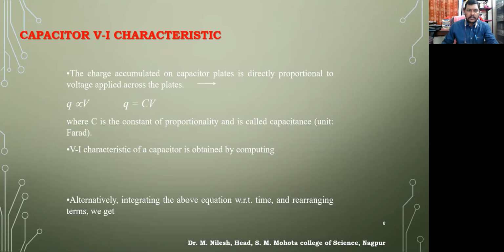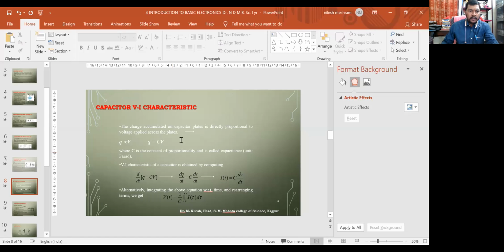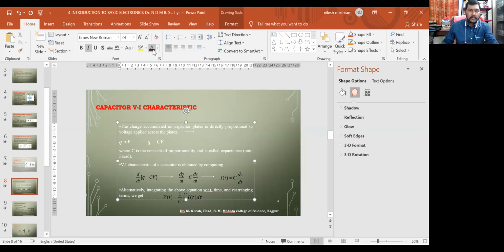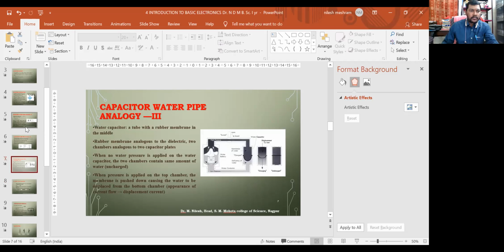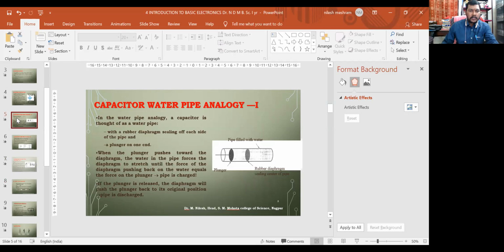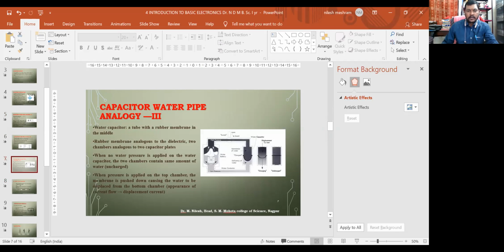I guess this slide is not visible. Just give me a moment. I will make it black. Yeah, I guess it is visible now. So there is one more slide, I guess. No. So yeah, this was done. This was there.